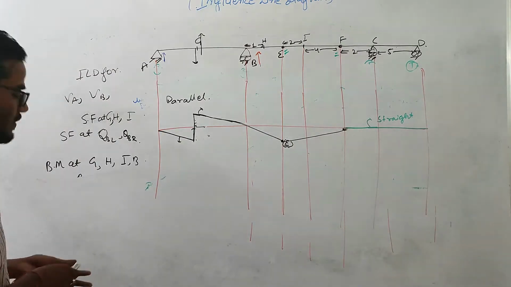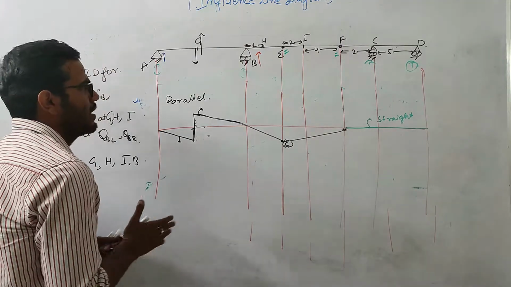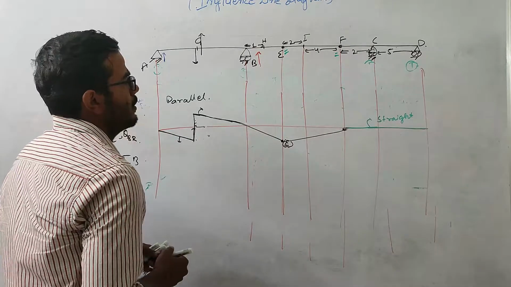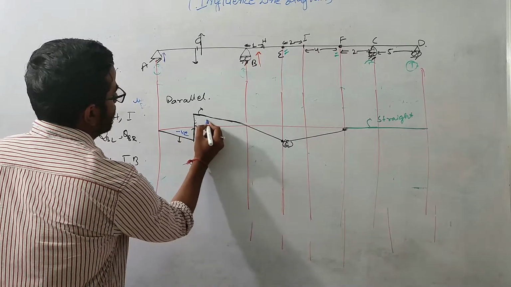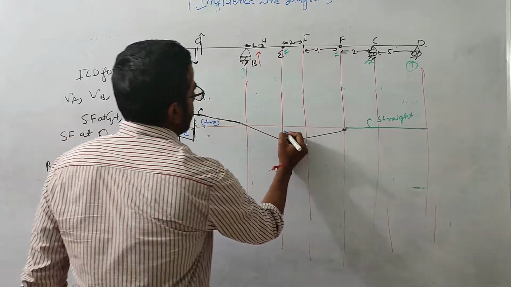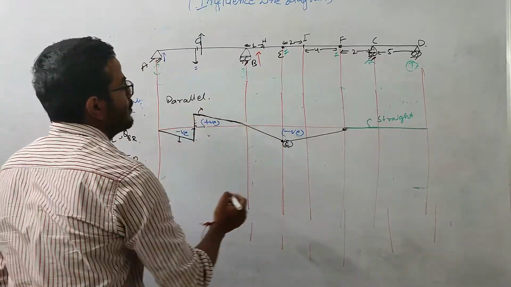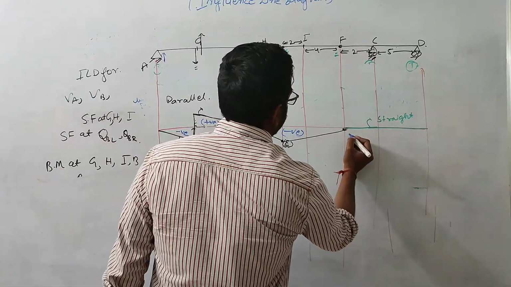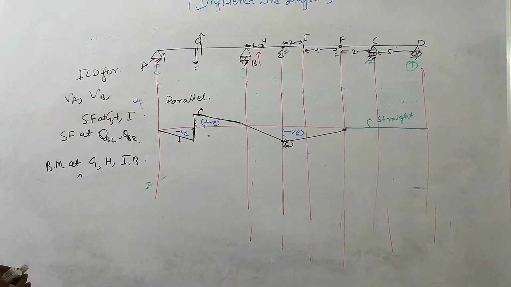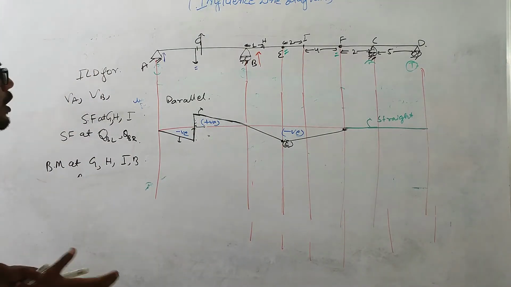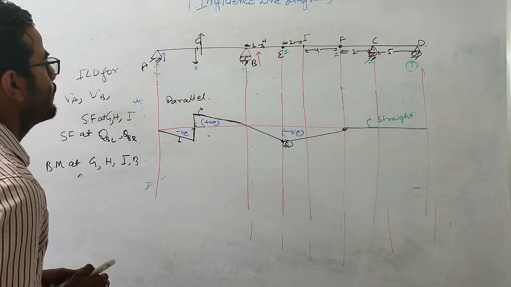So this is the case for the ILD where we are maintaining the boundary condition, as you can see. Here this value is negative shear force. It is positive over here, and this is negative shear force. So the shear force at G will always be 0 when the load is acting on this portion. So this is the ILD for shear force at point G. Now we will see what the ILD for the shear force at point H will be.